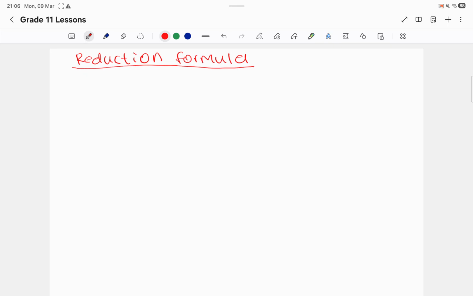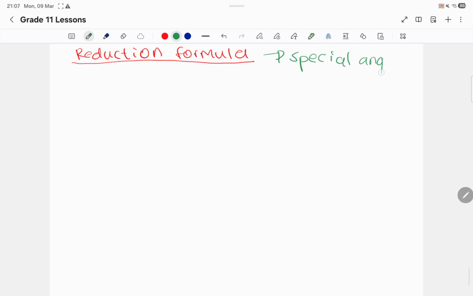Hello everyone. Today let us look at the reduction formula. What do we mean by reduction formula? In reduction formula, you are basically given angles that you will reduce into special angles. But you don't just reduce. You reduce using rules, right?